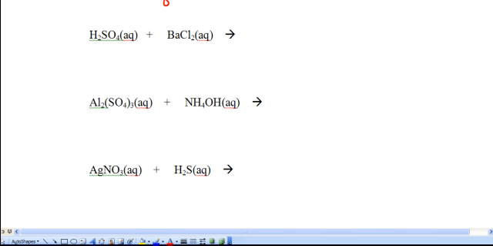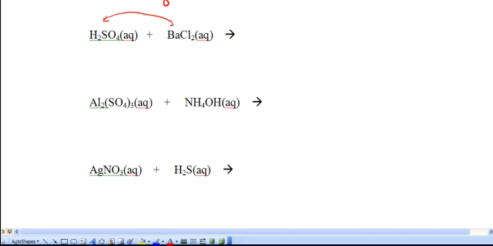In this first reaction, we have sulfuric acid, H2SO4, reacting with barium chloride. Now, in a double replacement reaction, the cations are going to swap with one another. So the hydrogen will replace the barium, and the barium will replace the hydrogen.